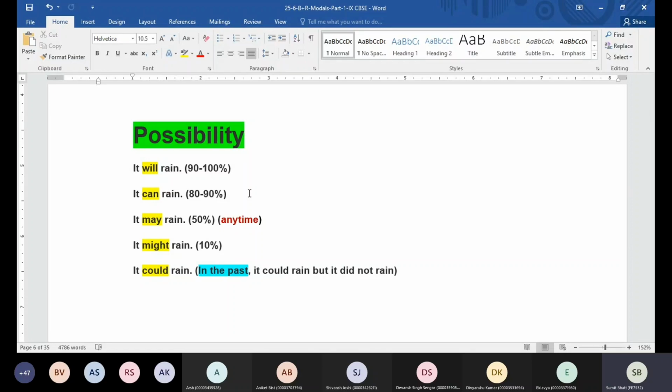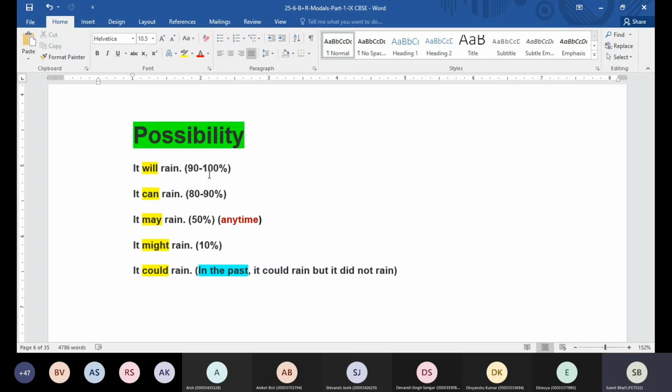Other words you can use in place of will are can, may, might, or could. The meaning will change. Will means that we are saying 90 to 100% possibility is there. Can means 80 to 90%. May means we are saying 50% chance is there. And might is used when we have the least possibility of one thing to happen. And could is used when we are referring to the past time.